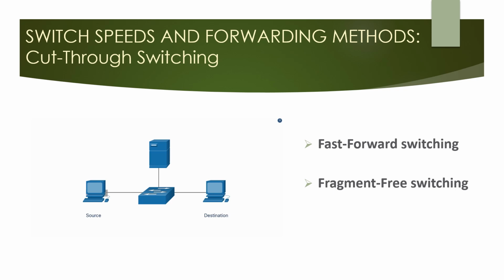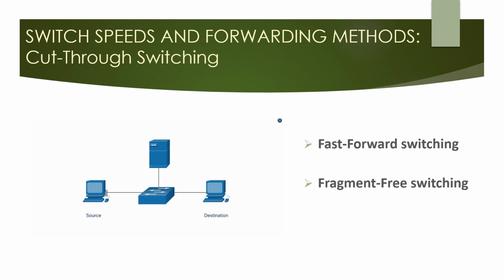In the cut-through switching method, the switch acts upon the data as soon as it is received, even if the transmission is not complete. The switch buffers just enough of the frame to read the destination MAC address so that it can determine to which port it should forward the data.